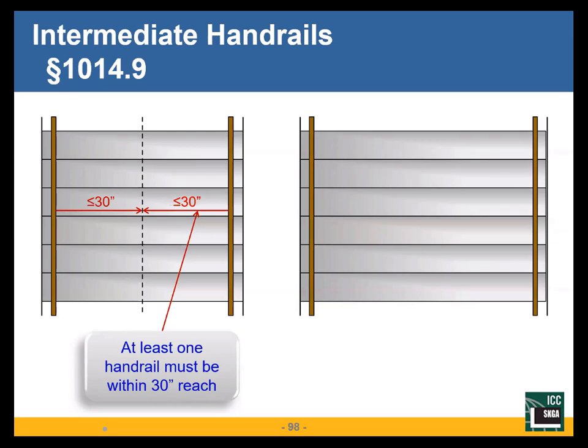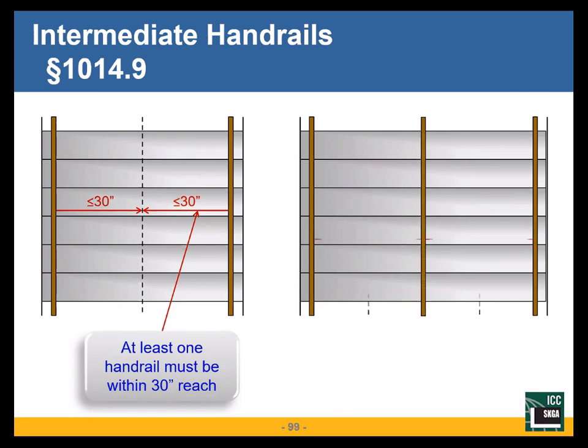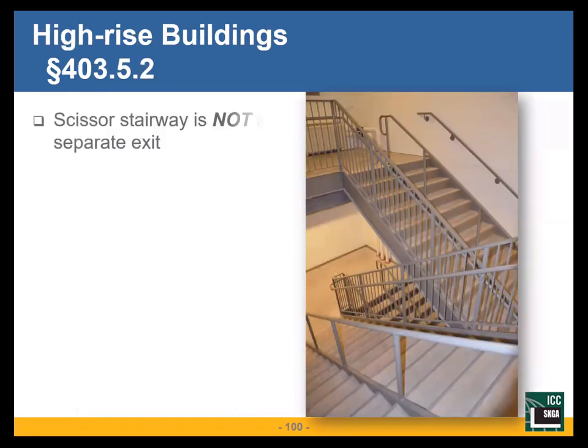On wider stairs, hey, my stairs are 10 feet wide. Yeah, but you only get to count 60 inches of it. Option, put an intermediate handrail in. We do not consider it an obstruction. We don't worry about that. I could have 4.5 inches obstruction over here. We don't worry about this. But that gets me the allowance to utilize the full width of my stairs.